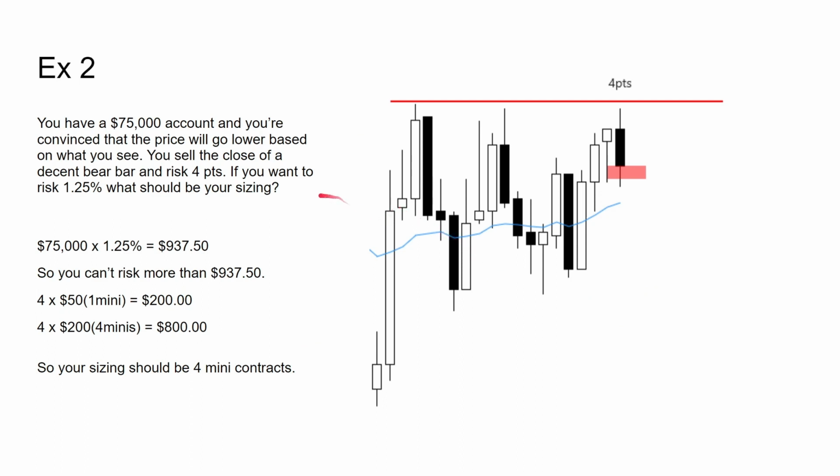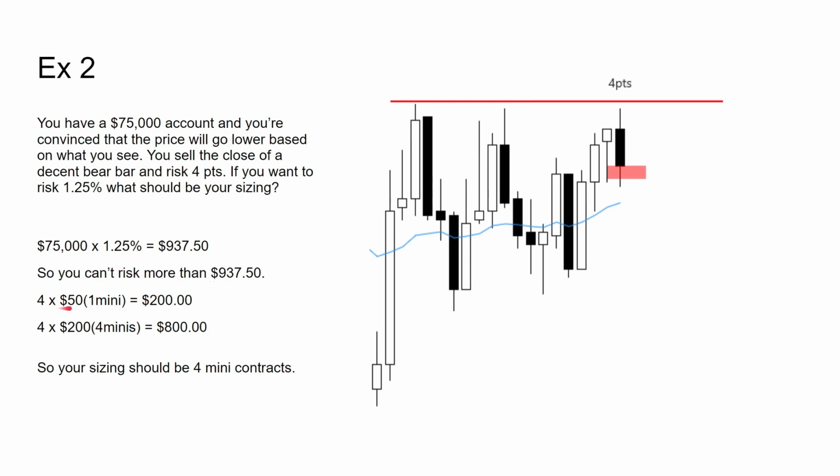Another example I have here is you have a $75,000 account and you're convinced that the price will go lower based on what you see. You sell the close of a decent bear bar and risk 4 points. If you want to risk 1.25%, what should be your sizing? It's the same math. 75K times 1.25% gets $937.50. You can't risk more than that.